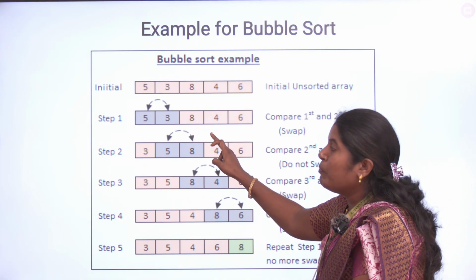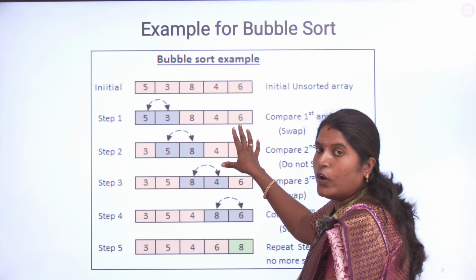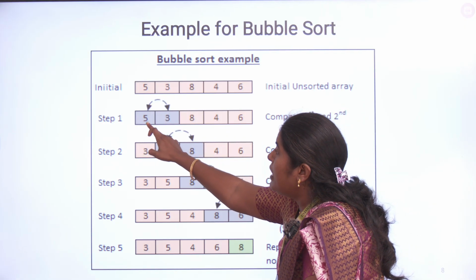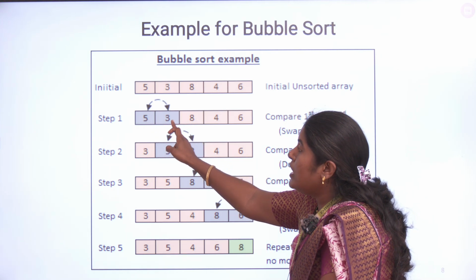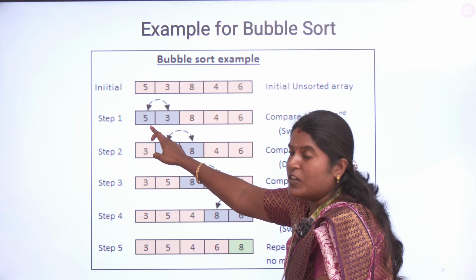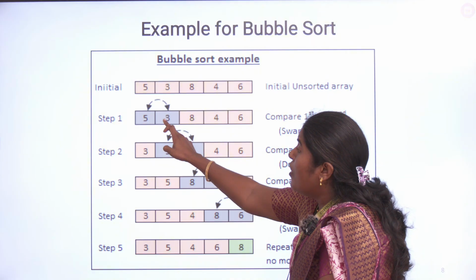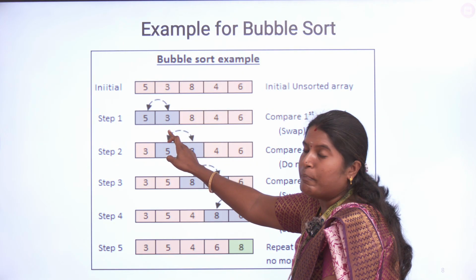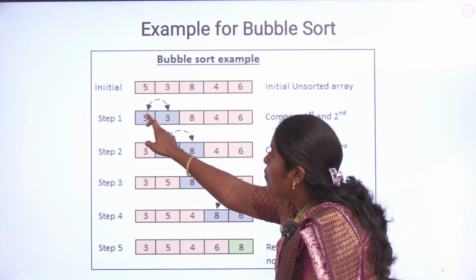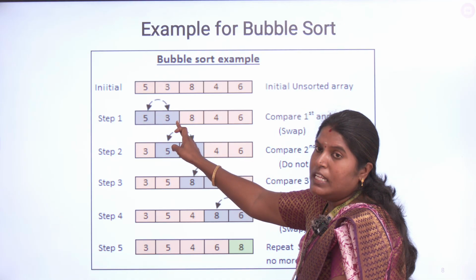All these steps come under iteration 1. In step 1, we are going to take the first element, which is 5, and compare it with the second element, which is 3. So 3 is the adjacent element to the first element. When we compare 5 and 3, we could see that 5 is greater than 3. So as per the bubble sort algorithm, we have to swap these elements. Element 3 will be moved to the first position and element 5 will be moved to the second position.